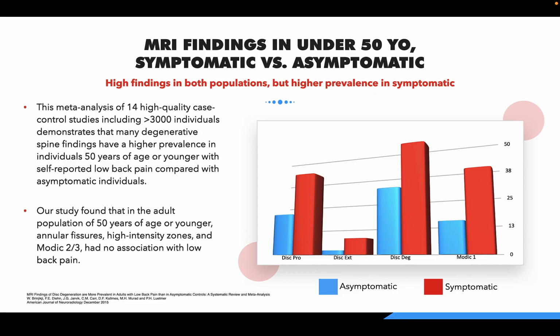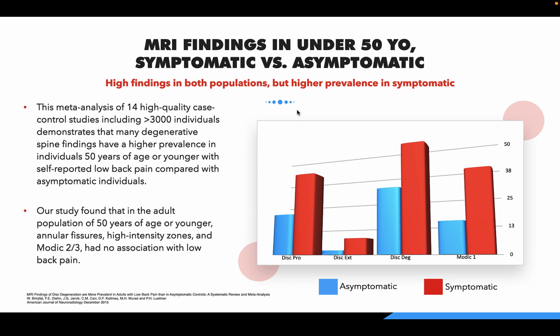So here was a big meta-analysis of 14 high-quality case control studies that included over 3,000 individuals. It demonstrates that many degenerative spine findings have a higher prevalence in individuals 50 years of age or younger with self-reported low back pain compared with asymptomatic individuals. The study found that in the adult population of 50 years or younger, annular fissures, high-intensity zones, and Modic type 2 or 3 changes had no association with low back pain.